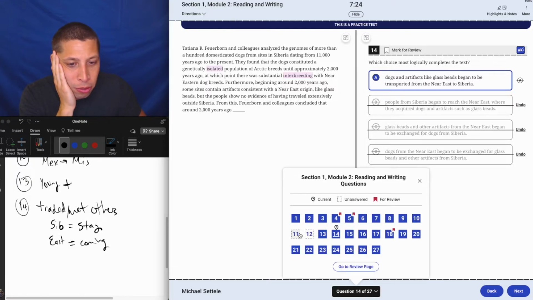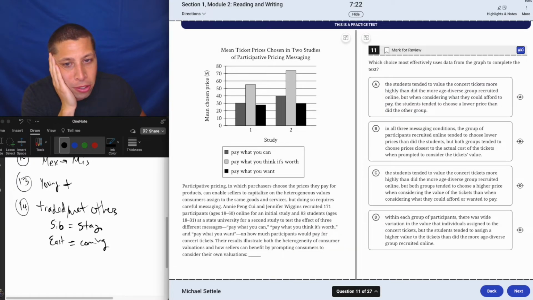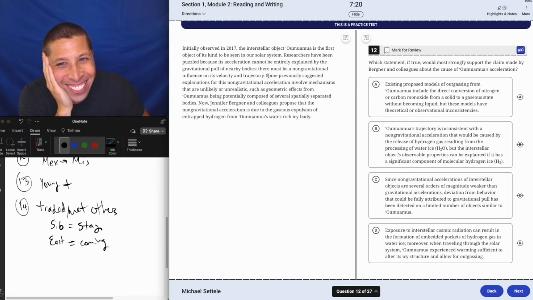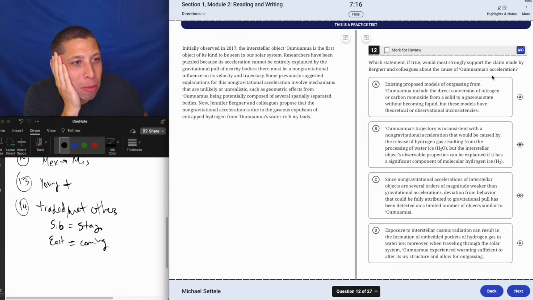All right, let's go to this. Ugh, I hate these so much. Now let's do this one. Which statement, if true, would most strongly support the claim made by these people about acceleration? I don't know how to pronounce that. Okay. The cause of the acceleration.